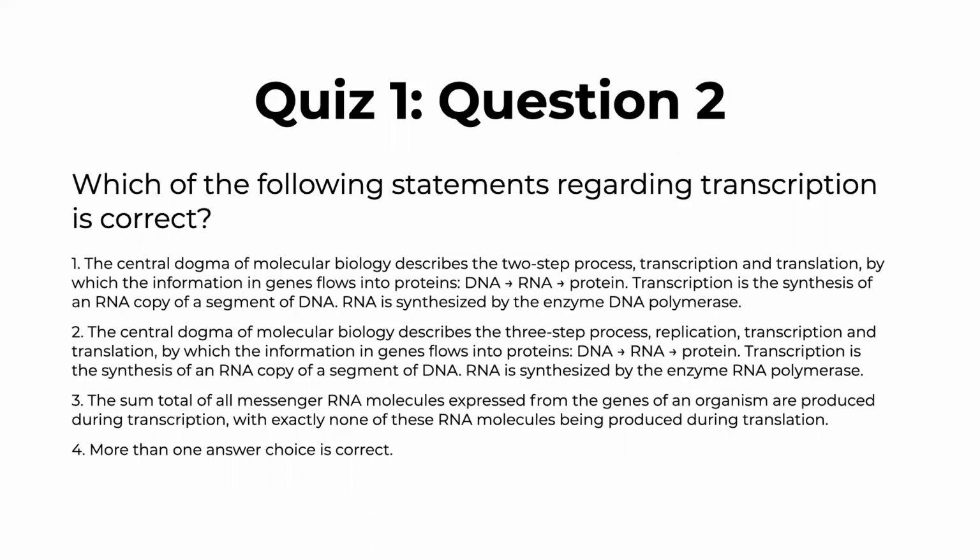2, the central dogma of molecular biology describes a three-step process, replication, transcription, and translation, by which the information in genes flows into proteins, DNA, RNA, protein. Transcription is the synthesis of an RNA copy of a segment of DNA. RNA is synthesized by the enzyme RNA polymerase. 3, the sum total of all messenger RNA molecules expressed from the genes of an organism are produced during transcription, with exactly none of these RNA molecules being produced during translation. And 4, more than one answer choice is correct.